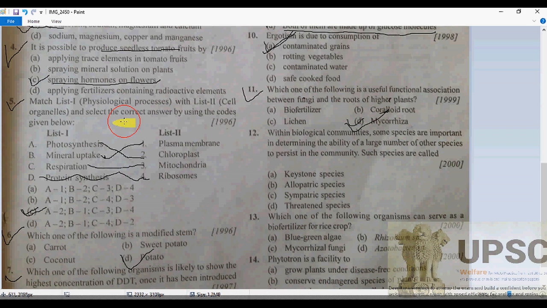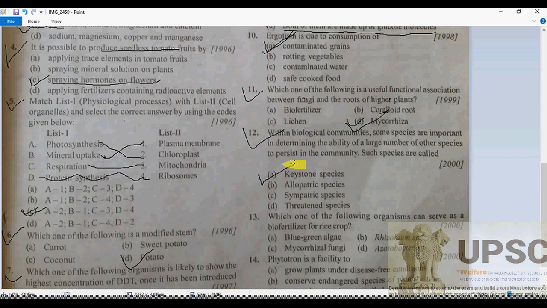Now 12 number here, see. Which one of the following biological community species are, of course, determining the ability of a large number of other species to persist in the community? Such species are called what? That is, of course, as we know, 12 is going to be a keystone species.